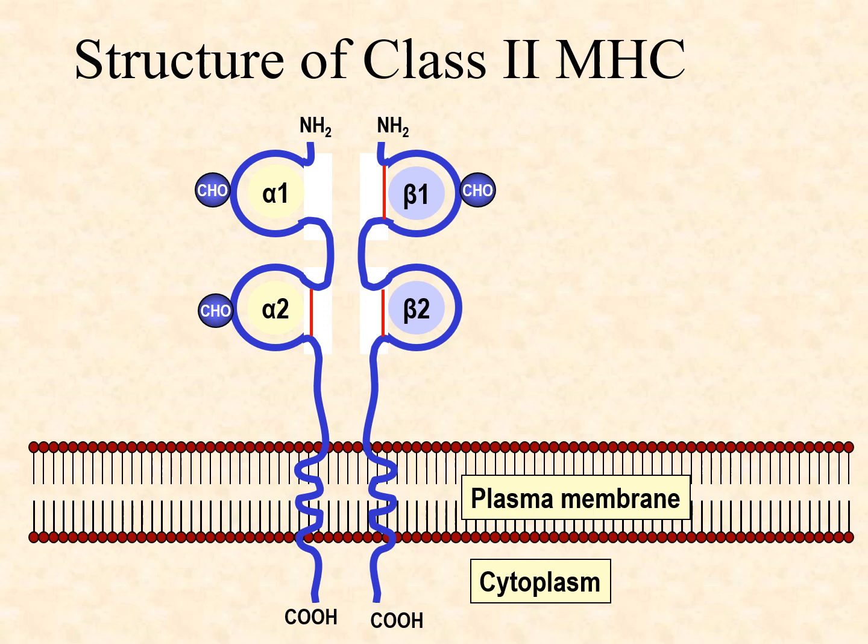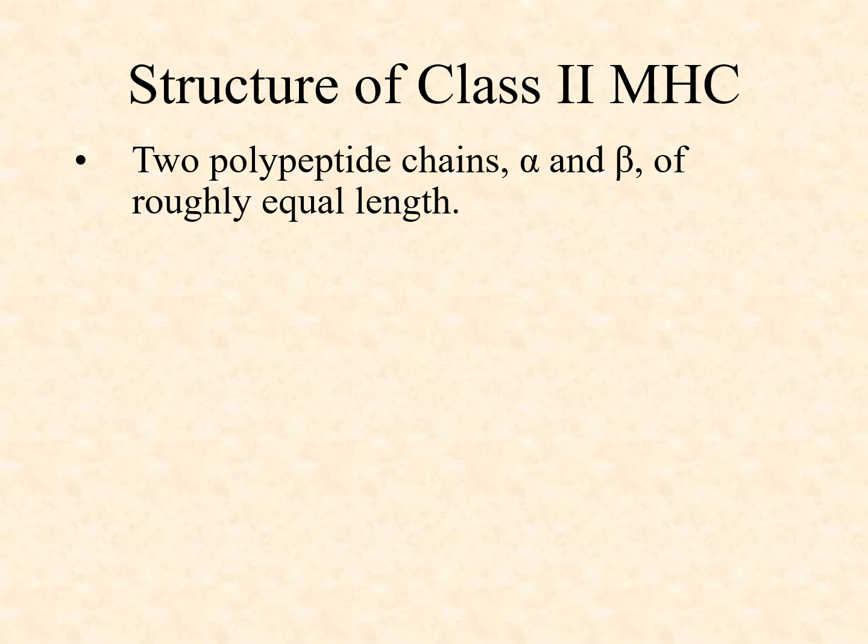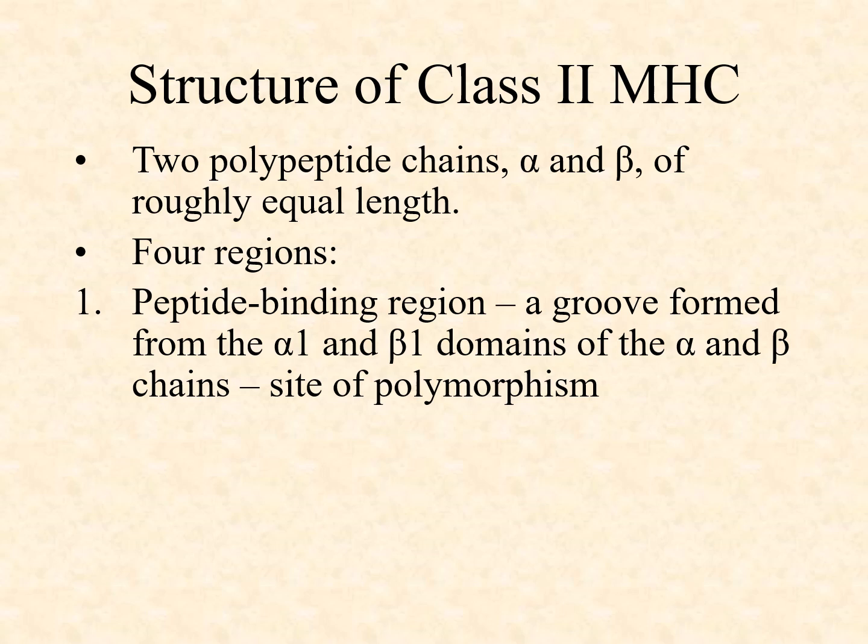Structure of class 2. Here the NH2 ends. Two polypeptide chains, alpha and beta, of roughly equal length. Four regions: peptide binding region, a groove formed from the alpha 1 and beta 1 domains of the alpha and beta chains, site of polymorphism.